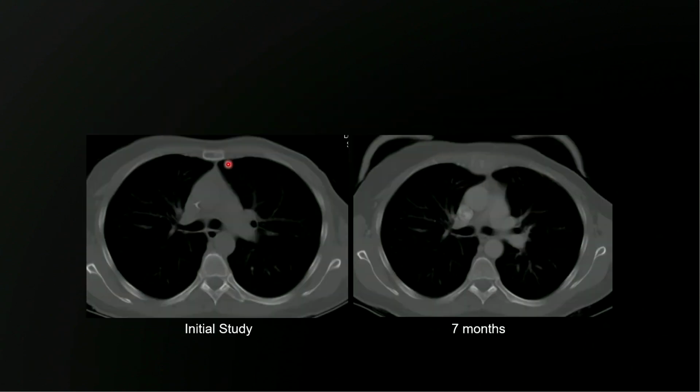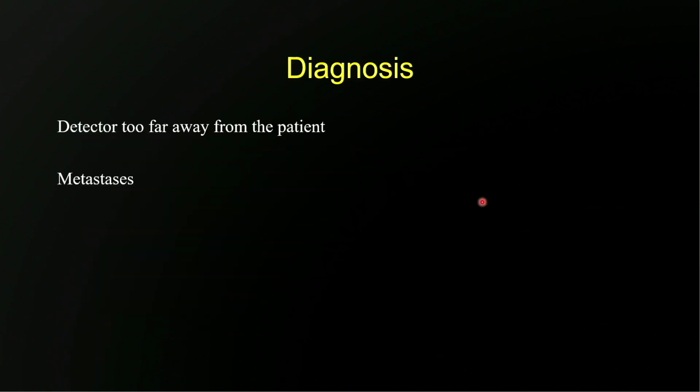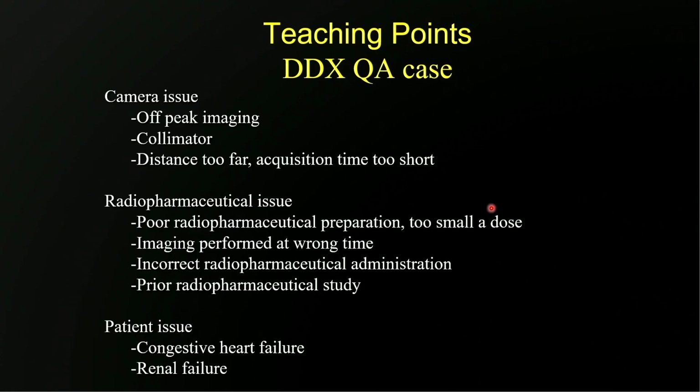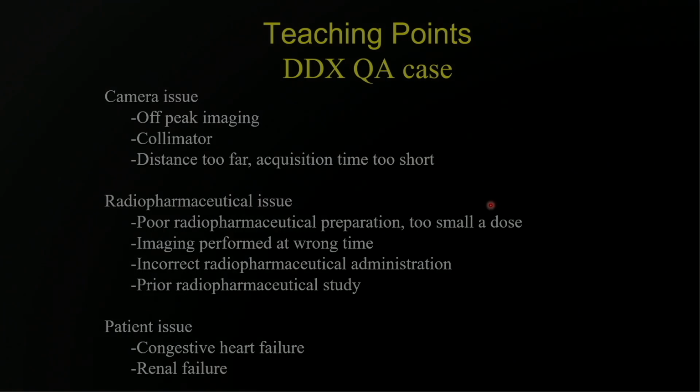And just look at the CT. Here's the initial study. This was not seen. There's a very tiny sclerotic lesion. 7 months later, you have an expansile lytic lesion. So the diagnosis on this case was that the detector was too far away from the patient, and this patient did have osseous metastatic disease, completely changing the management. I did not have this at the time when I was studying for the core, or at my time, it was an oral exam.